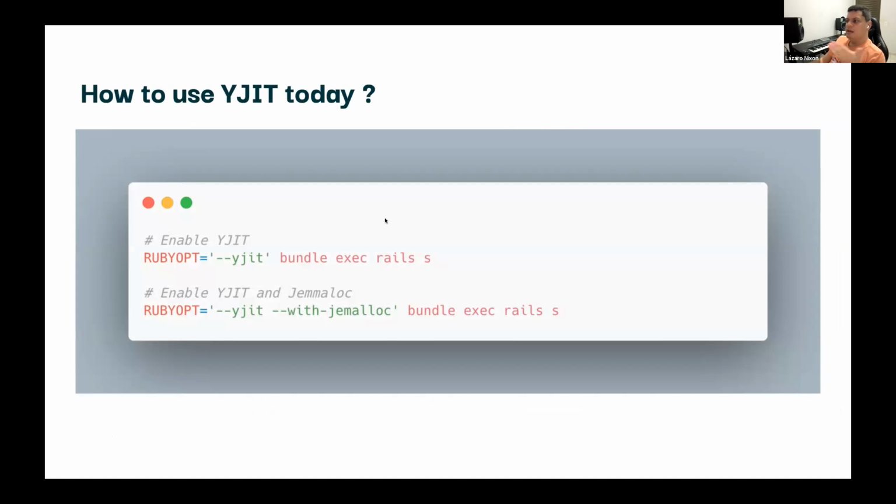So how do you enable it in your Rails application? It's not enabled by default, actually. So you can use this environment variable, RUBYOPT, and set YJIT. And I recommend you also try this tag with jemalloc. It might improve your memory allocation. That's it. If you want to try YJIT in your application, you must do that and see if you have some performance gain.